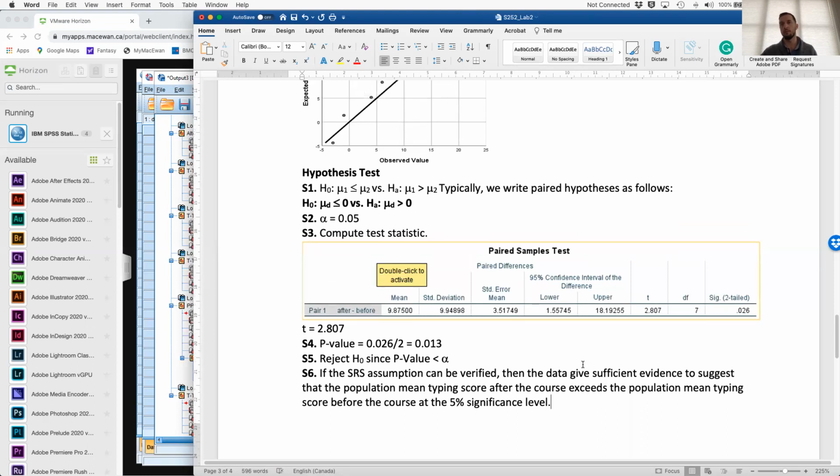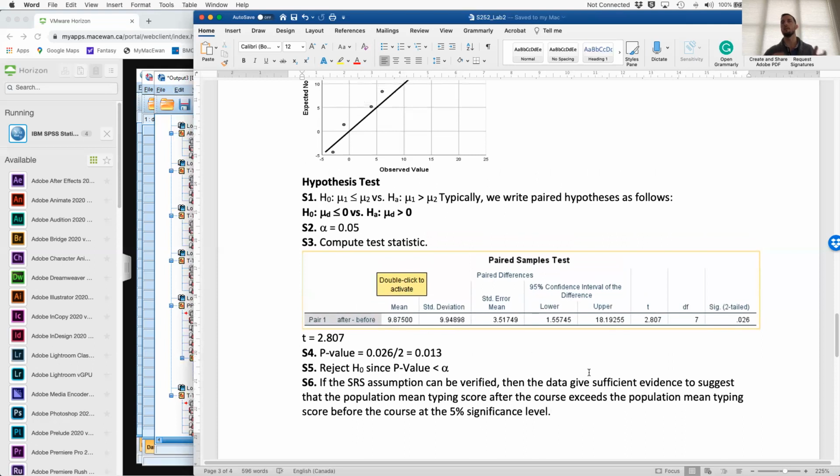So for the most part, it's a pretty standard approach. You can see that the way that our tests are being structured is the same as it was before. And the way that we read the SPSS output is also the same as it was before. Again, on step 4 here, we're making a compensation because the p-value is the 2-tailed p-value in the output, and we want the 1-tailed p-value because of the structure of our test.